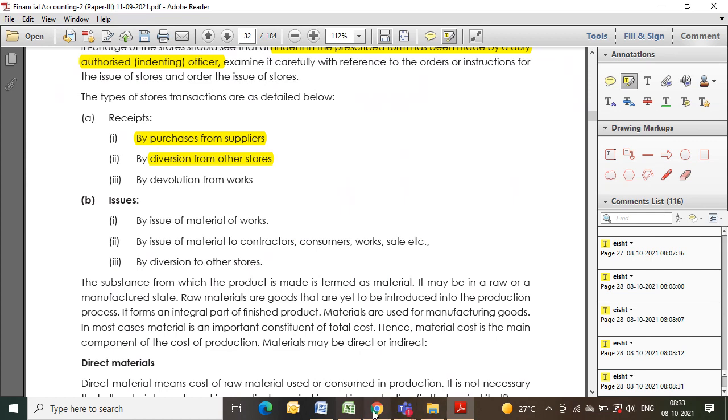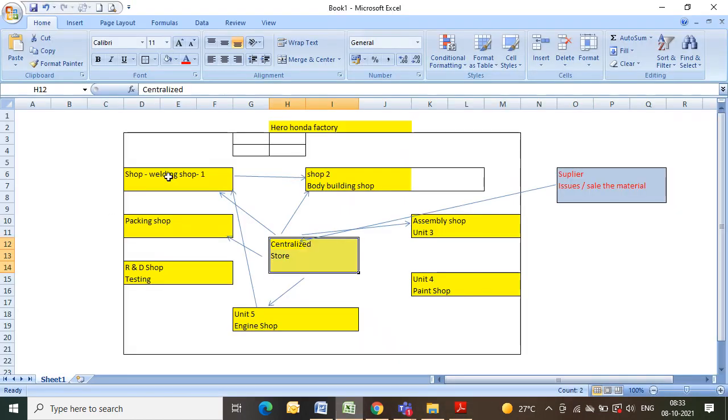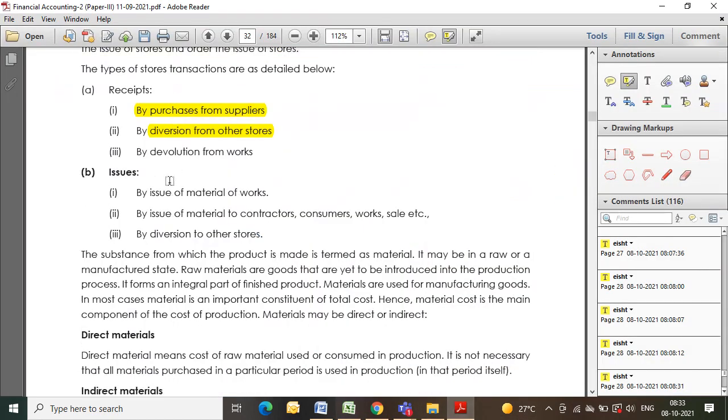For example, this department has some excess material, they will return it back to the centralized store, so that is diversion. And by devolution, so extra works. Similarly, they issue material for production, they issue to contractors and they divert to other stores also. So this kind of transaction happens within the stores.